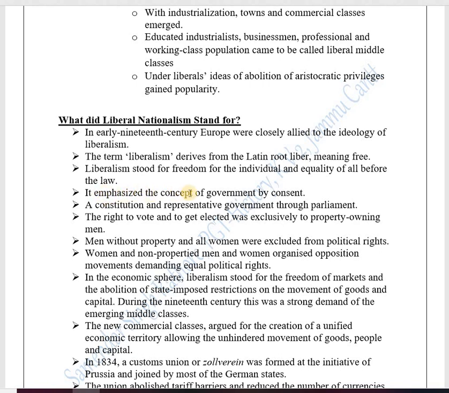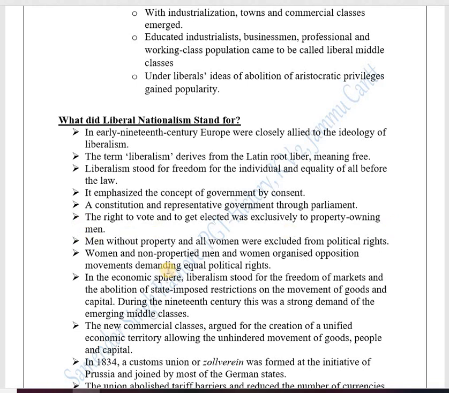It emphasized the concept of government by consent. That is, the government should be elected by the people and the government should have the consent of the people. A constitution and representative government through parliament. So the elected government will be elected on the basis of a constitution and it will be a representative government of the people. The right to vote and to get elected was exclusively for property owning men.